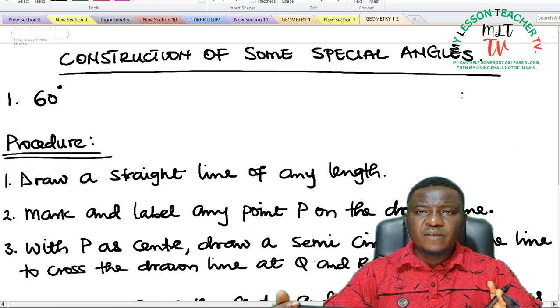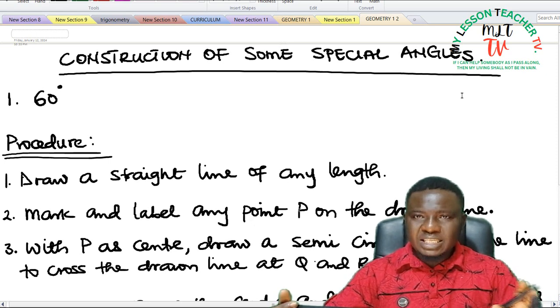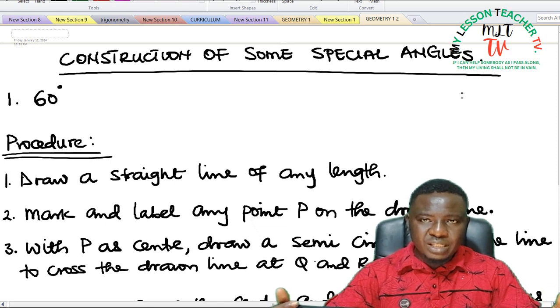We shall now look at construction of some special angles. These angles are referred to as special angles because they can be constructed without the use of a protractor. That is to say, with your pair of compasses and ruler only, you can construct these angles. Now, one of them is angle 90 degrees, which I've shown you how to construct. When you bisect a given line, it gives you an angle of 90 degrees.